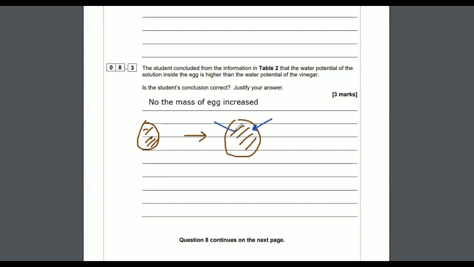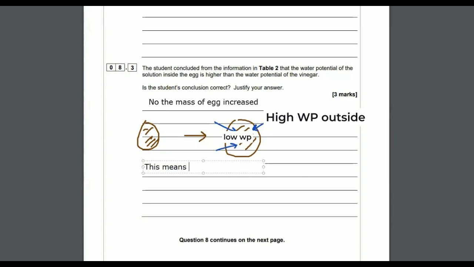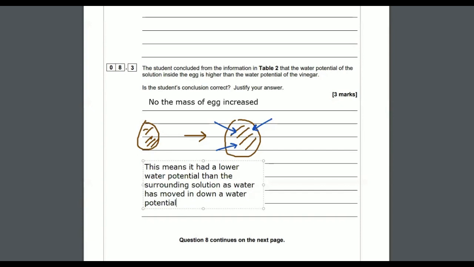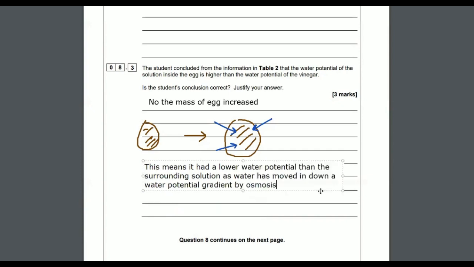So that tells me that water must have moved in by osmosis, and water must have moved in from a higher water potential to a lower water potential. So the student is actually wrong, because the student said the water potential inside the egg was higher. The water potential inside the egg must be lower, and the water potential in the solution must be higher, because water moves down a water potential gradient by osmosis. So there's your 3 marks.